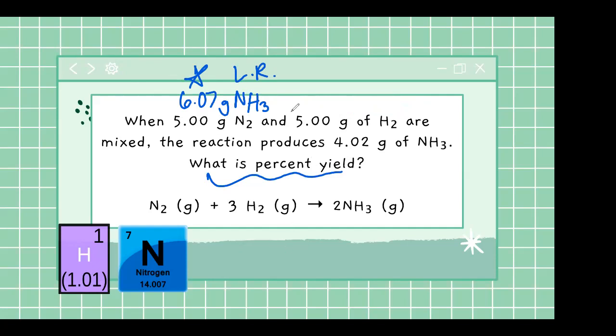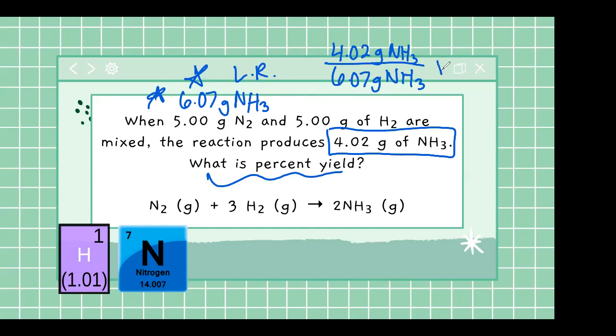What is the percent yield? Going back to the equation, it would be actual, which is given in this problem, 4.02 grams NH3, over theoretical, which we calculated already, 6.07 grams of NH3, times 100%. So after all the hard work of figuring out what the limiting reactant is, the percent yield is much easier because you already did all the hard work.